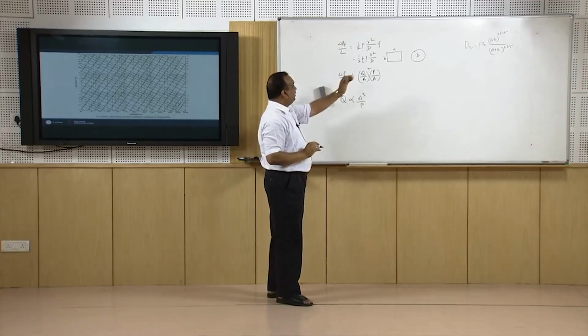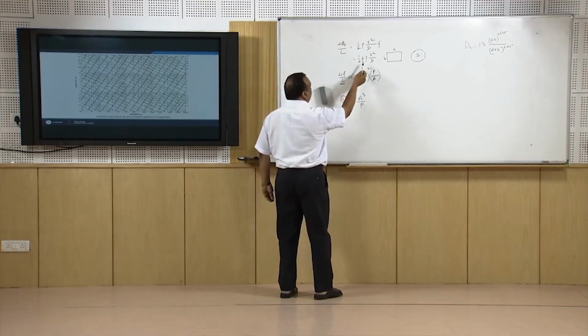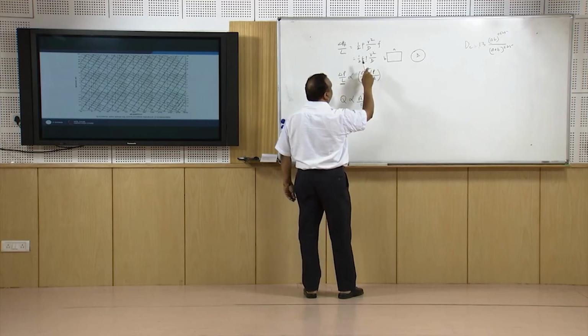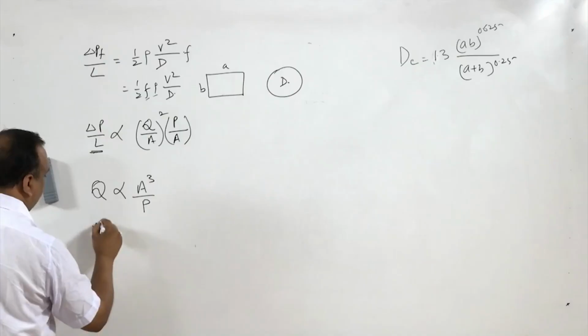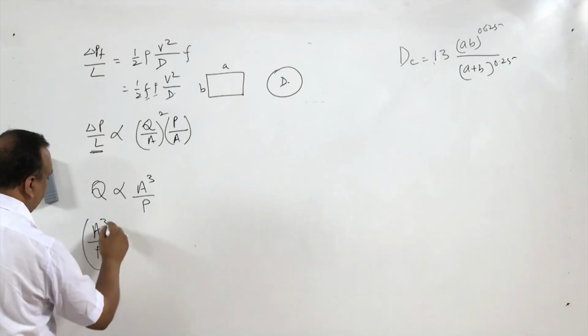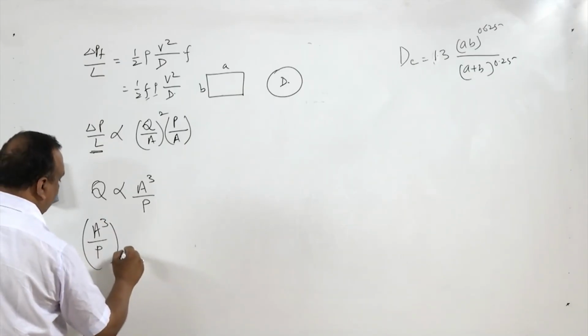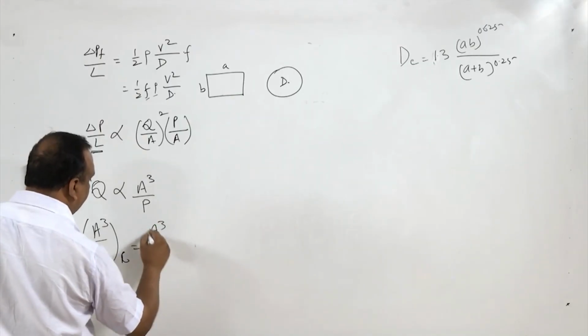Now if the friction loss in both the ducts is same, coefficient of friction in the rectangular and the circular duct is same, density of the air is same, then AQ by P in a rectangular duct is equal to AQ by P in a circular duct.